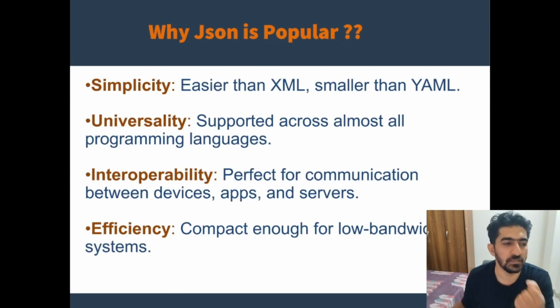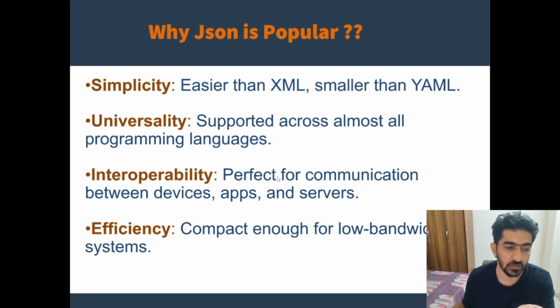And next, see why JSON is popular. If you see here, it's easier than XML and smaller than YAML. So it's very lightweight, so it can be easily created, or you can say parsed. Okay. Then comes universality. It means it supports almost all programming languages. This is one of the advantages. It's not only Java or some other language that can use this format. Everywhere it can be used. And also there is interoperability. Okay, so this is perfect for communication between devices, apps, and servers.